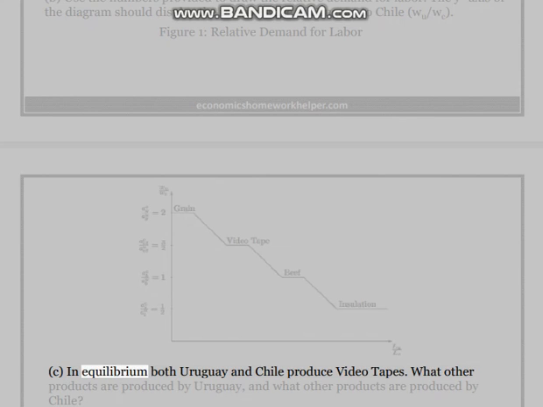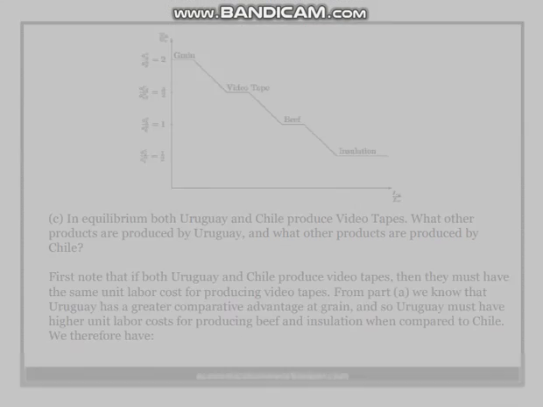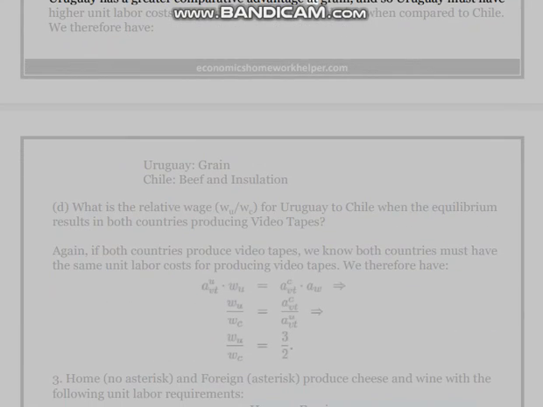C. In equilibrium, both Uruguay and Chile produce videotapes. What other products are produced by Uruguay, and what other products are produced by Chile? First, note that if both Uruguay and Chile produce videotapes, then they must have the same unit labor cost for producing videotapes. From Part A, we know that Uruguay has a greater comparative advantage at grain, and so Uruguay must have higher unit labor costs for producing beef and insulation when compared to Chile.